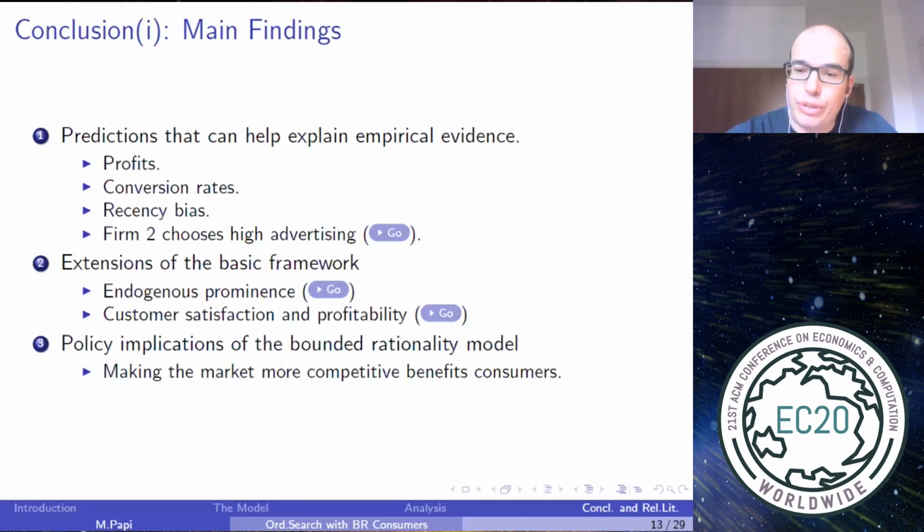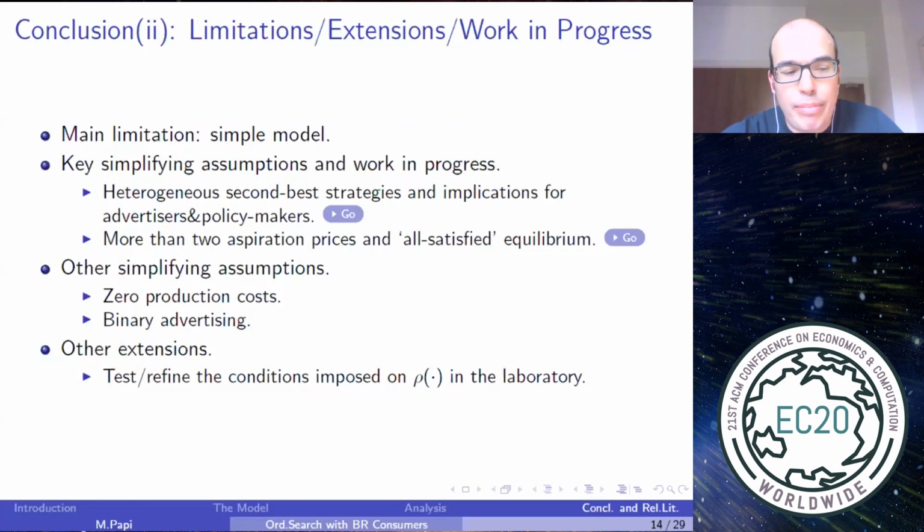The program committee members who reviewed this paper all agreed that the main weakness of this paper is that the model is simple or simplistic, and they provided some advice or suggestions on how to make the model more sophisticated. And I'm happy to talk about these in case somebody has any questions.